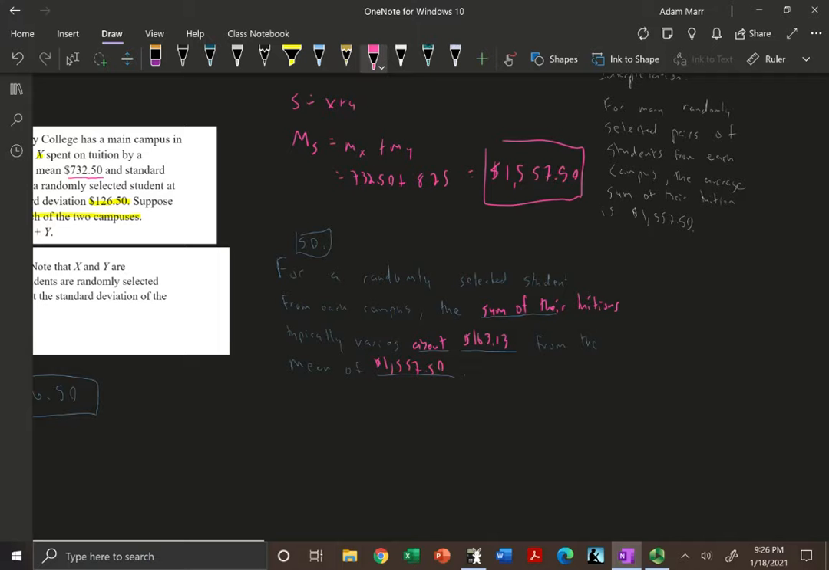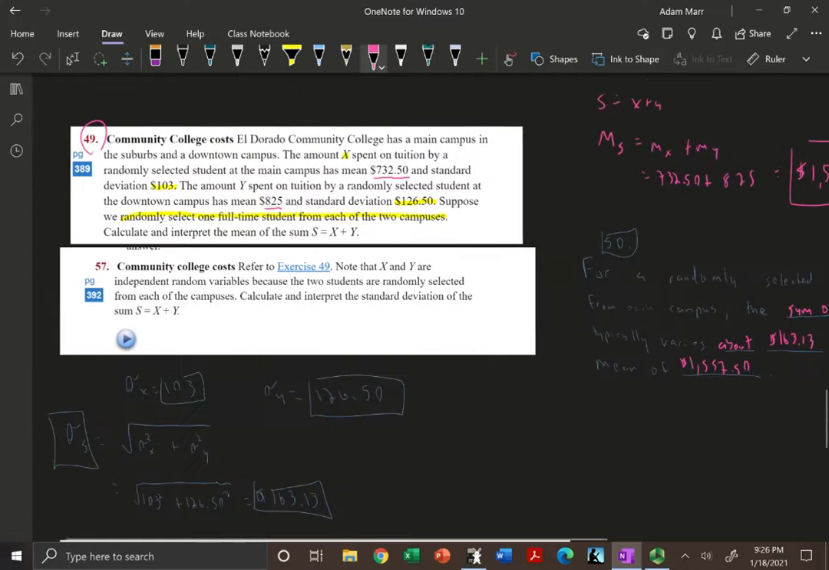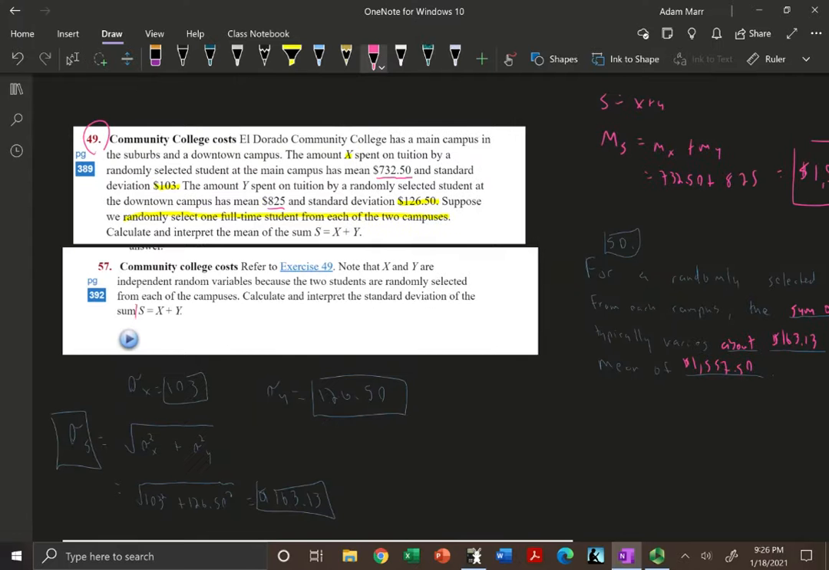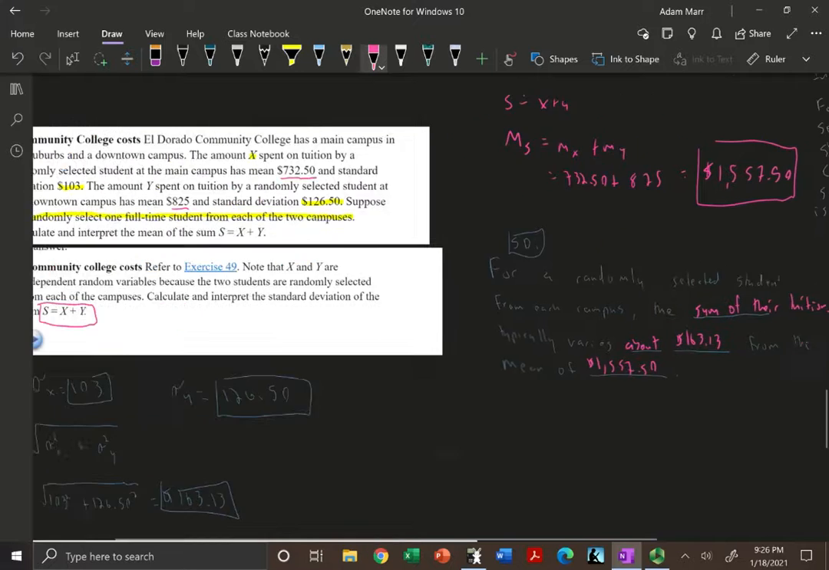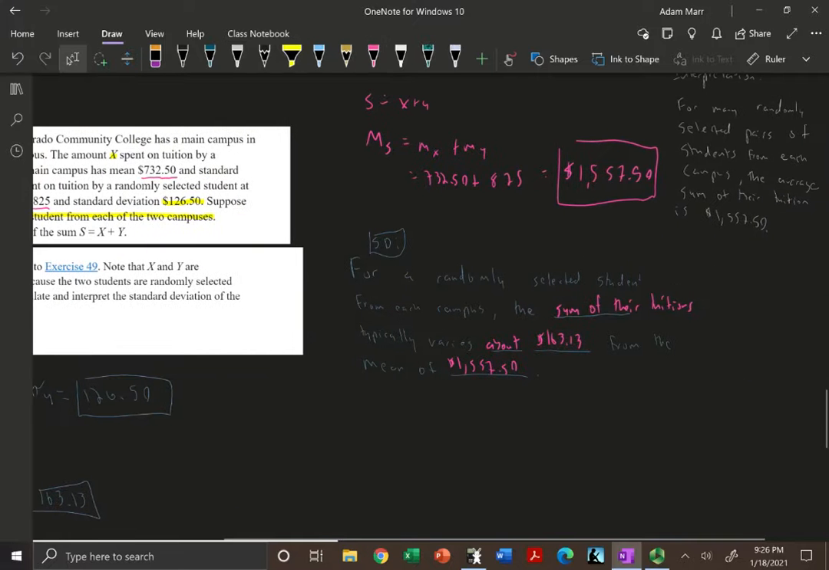Okay, so for a randomly selected student from each campus, the sum of their tuitions, which is what we're talking about, right? Because remember, it is right here, S equals X plus Y. The sum of their tuitions typically varies, okay, about $163.13 from the mean of $1,557.50. All right, something about like that.